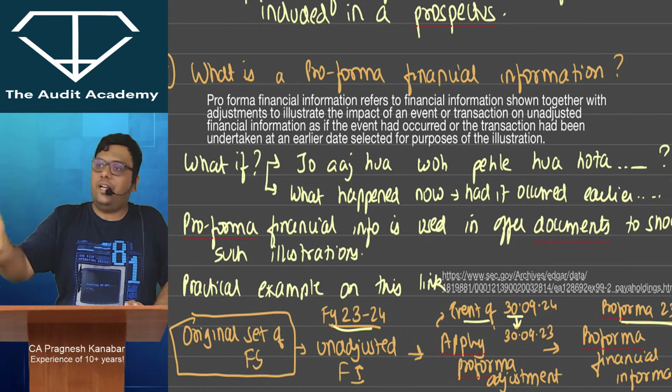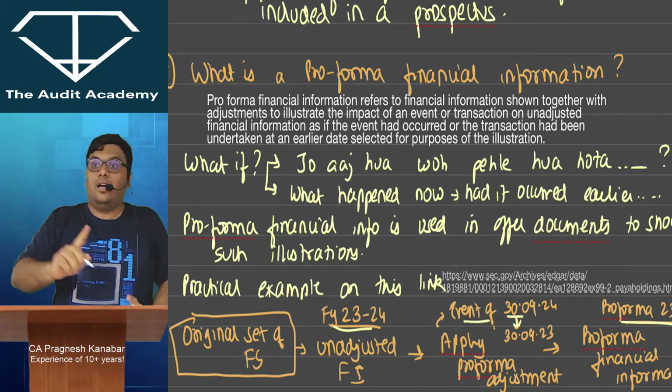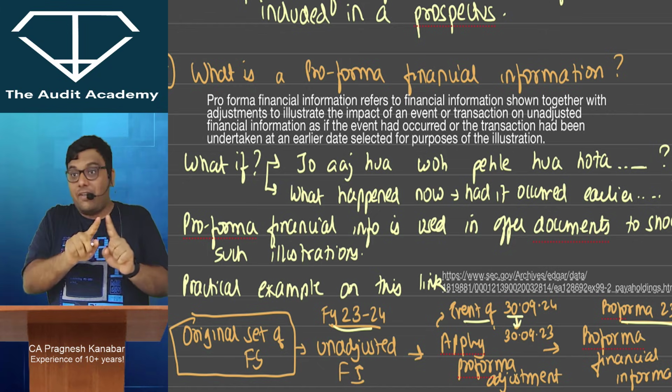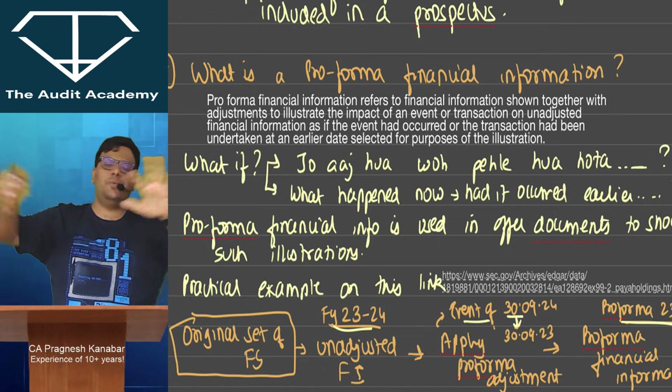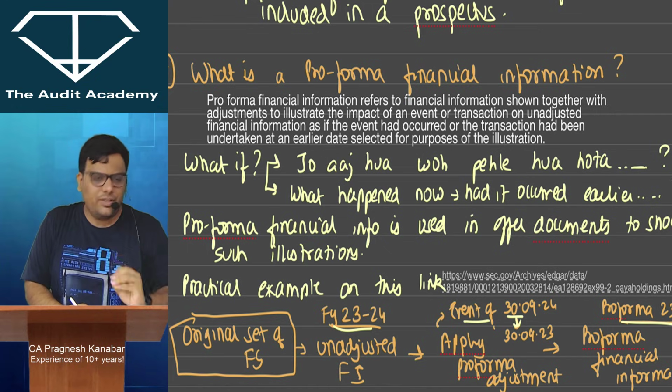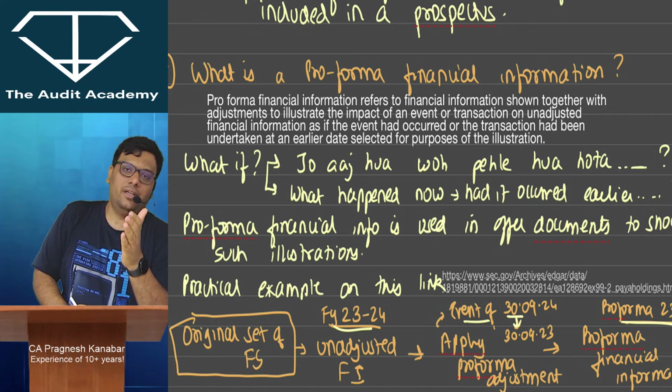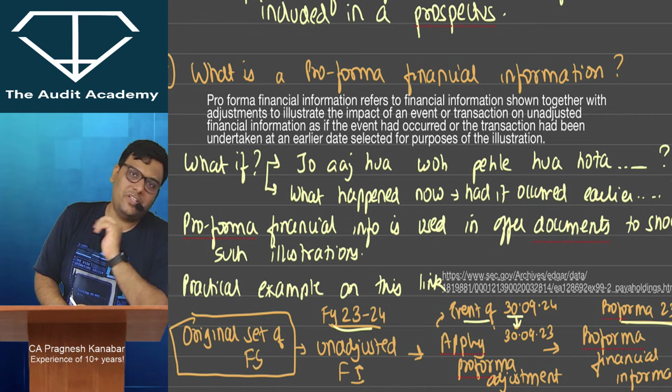By this I am not trying to give a guarantee that if it happened 6 months ago, it is going to happen in the next 6 months also. No, I'm not showing that. I am just giving you a demo, an illustration. All right, what if this event had occurred 6 months back.